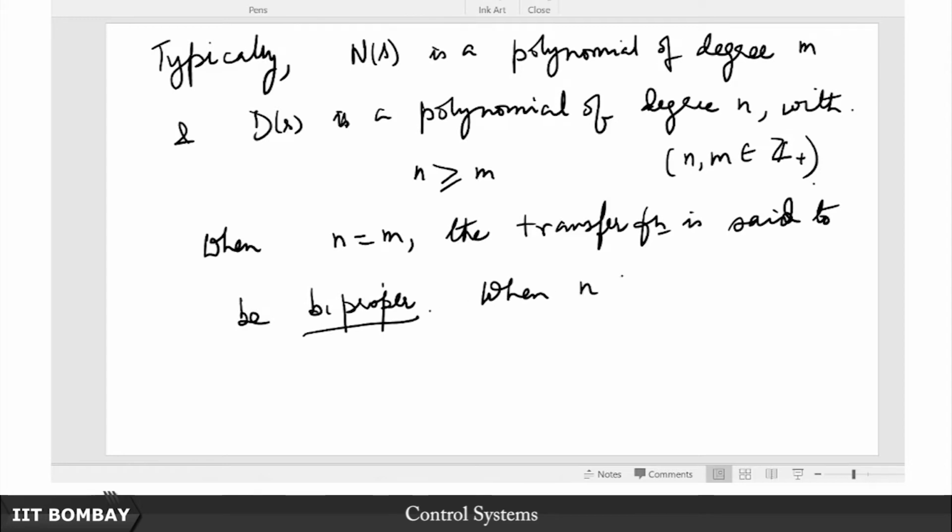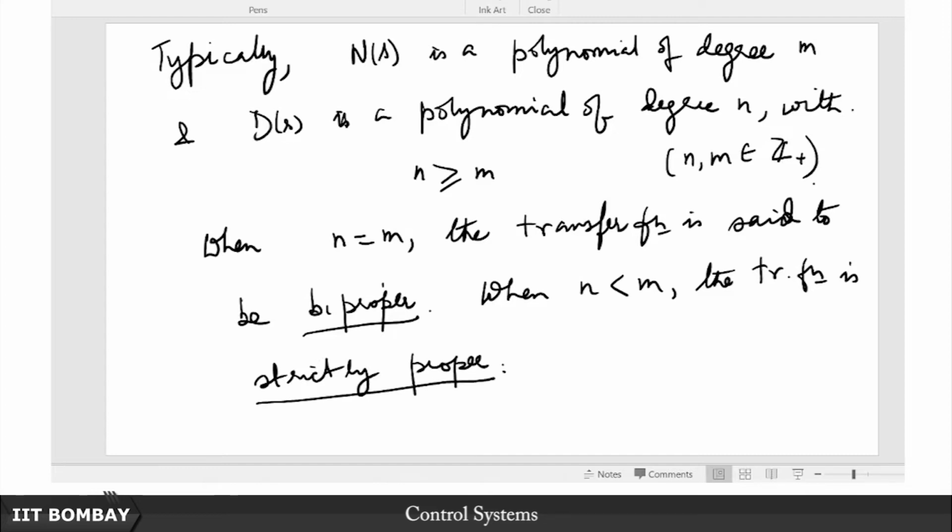When n is less than m, the transfer function is strictly proper. In most practical systems, you will have transfer functions that are strict. Oops, sorry, my bad. That should have been n greater than m, not less than m. So when n is greater than m, then the transfer function is strictly proper.